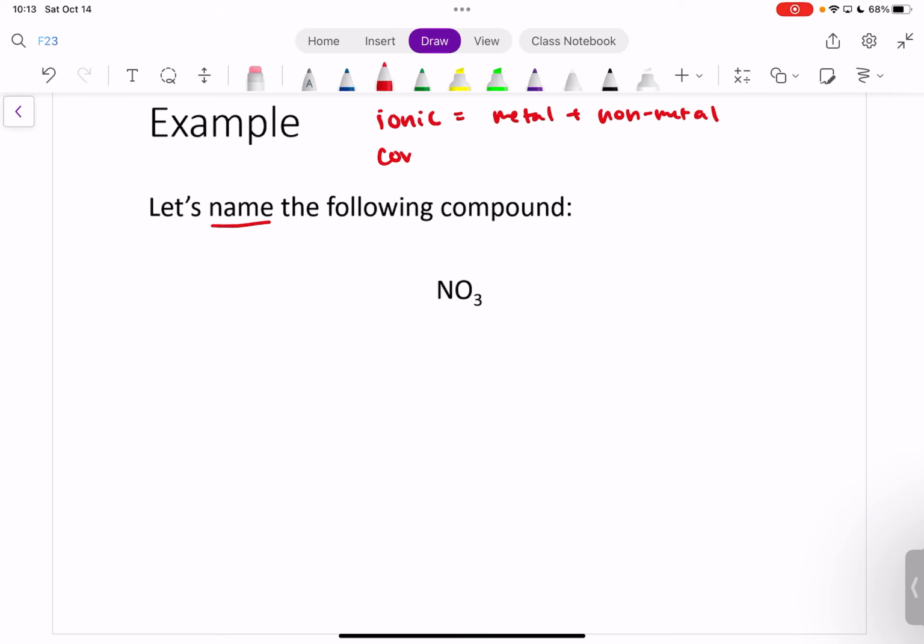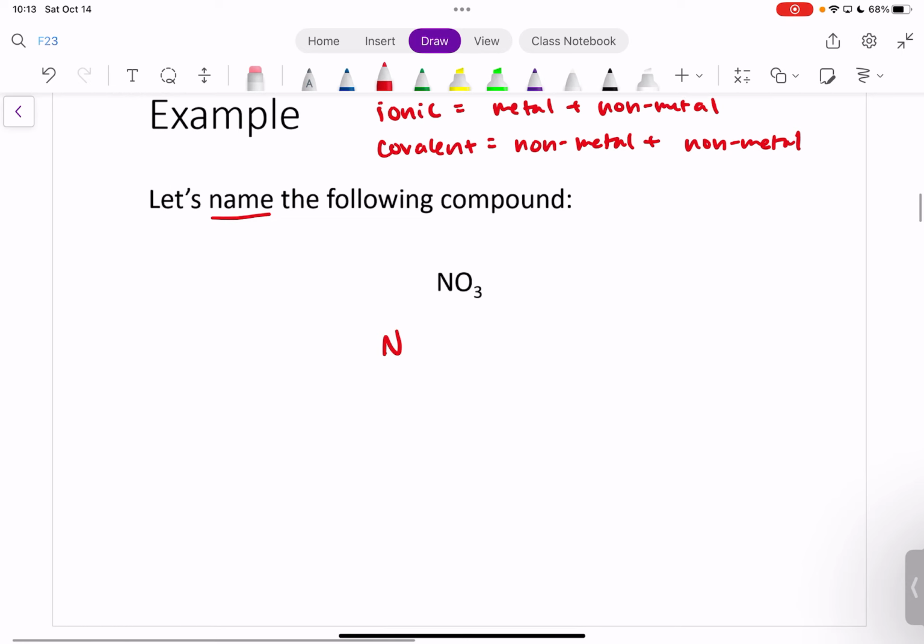And covalent equals nonmetal plus nonmetal. And you can have more than one, right? So what's this one? Yeah, this one's covalent because we've got a nonmetal here and a nonmetal here. Okay, so what would we call this? Take a stab at it.